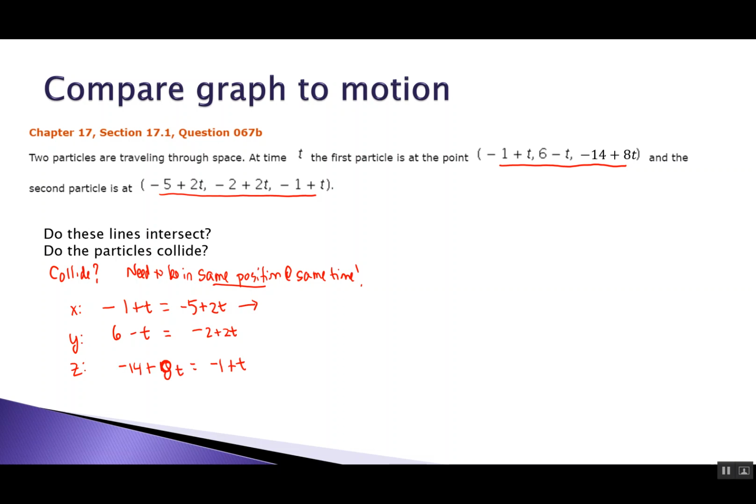When I solve the first one for t, that's going to give me 4 equals t. And when I solve the second one for t, I better get 4 for t. If they're going to collide, I should get the same t value for all three of these. So let's see, 6 plus 2 is 8, and 2t plus t is 3t. That gives me 8/3 equals t.